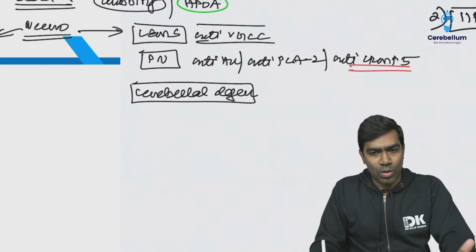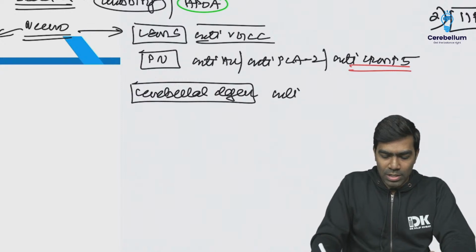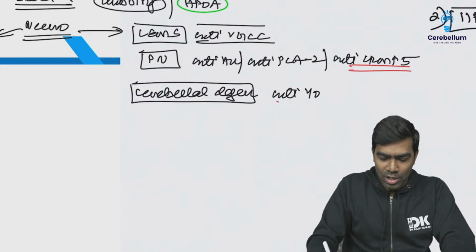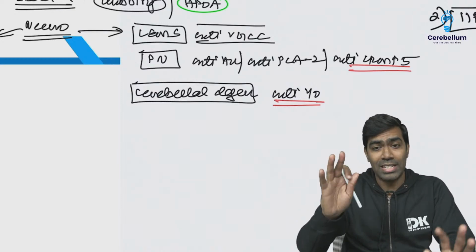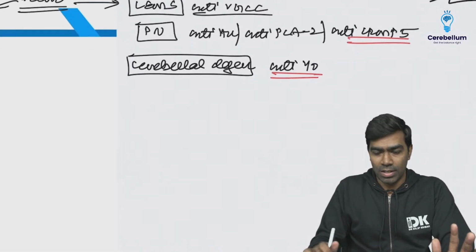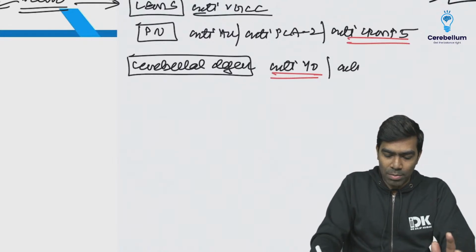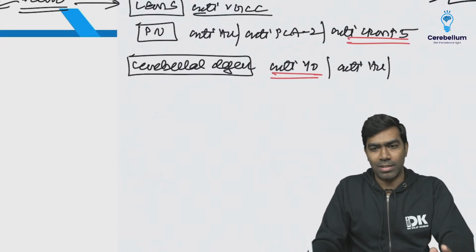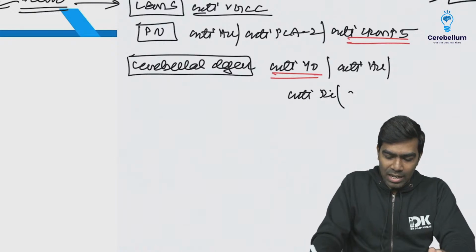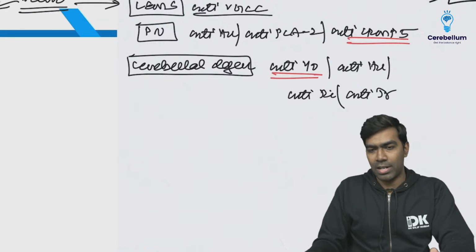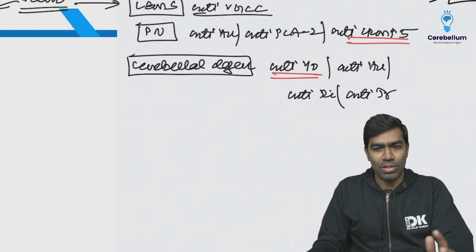So what are the antibodies that are going to produce cerebellar degeneration? The most important antibody is anti-Yo antibody. So why is anti-Yo antibody important? Because anti-Yo antibody exclusively produces only cerebellar degeneration. And apart from that, anti-Hu antibody also can produce cerebellar degeneration. And anti-Ri and anti-Tr antibody can also produce cerebellar degeneration. So these are the antibodies that generally tend to produce cerebellar degeneration.